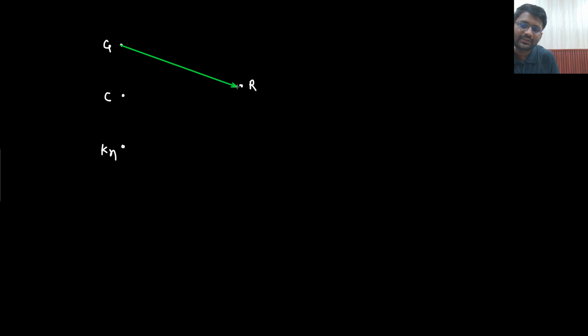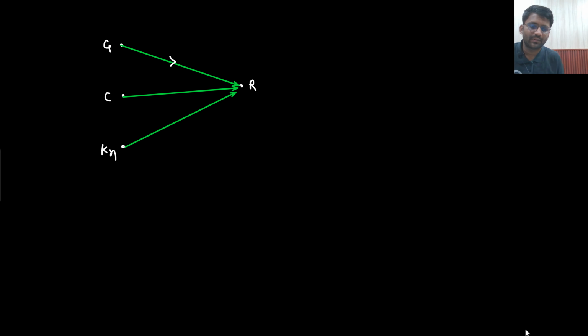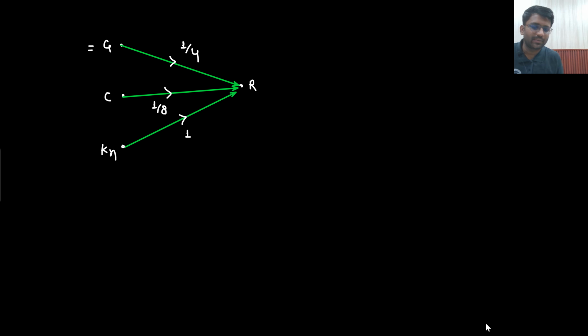So what are the scenarios? The scenarios are like this, sir. Probability of getting the correct answer given that he guessed it was 1 by 4. Getting the correct answer given that he copied is 1 by 8, and given that he knows it, this is 1. And here the probabilities of guessing, copying and knowing the answer are 1 by 3, 1 by 6 and 1 by 2.